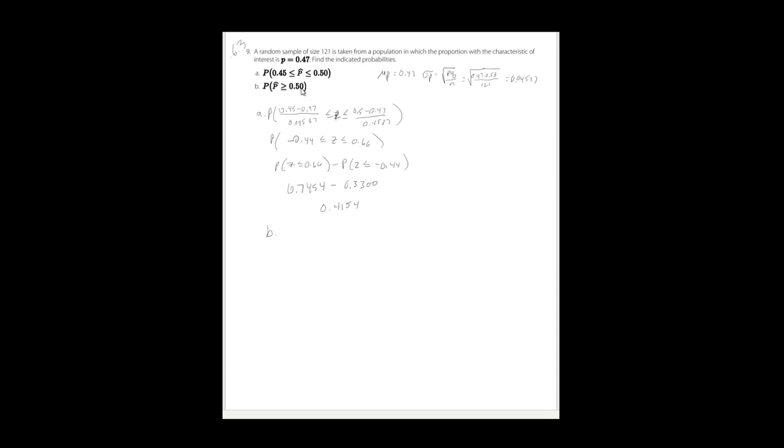Okay, so for B, we're looking at the probability greater than, so let's go ahead and do the probability. That same point here was that when we transformed our value, we were using this, and that's the same value we're going to be using here. Kind of handy. So that wound up being 0.66.